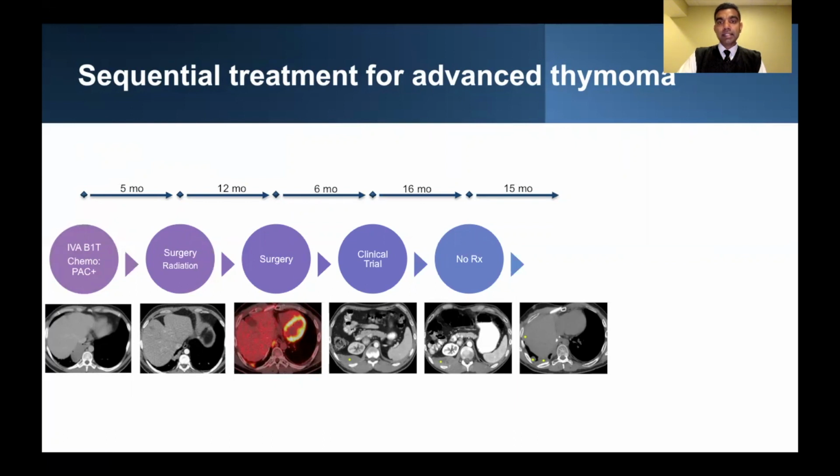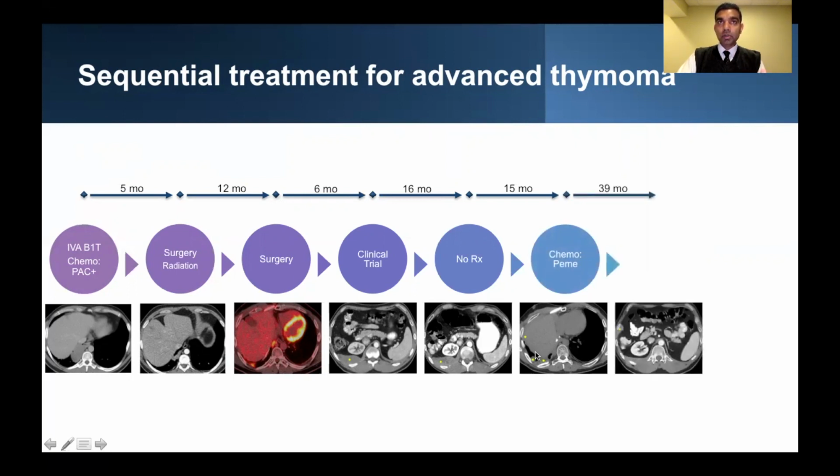But 15 months later, he began to have some abdominal chest wall pain, and we noticed that he had some pleural lesions develop in the chest. So at this time, we started pemetrexed, second-line chemotherapy, and he did quite well with it once we controlled the side effects and adjusted the dose.